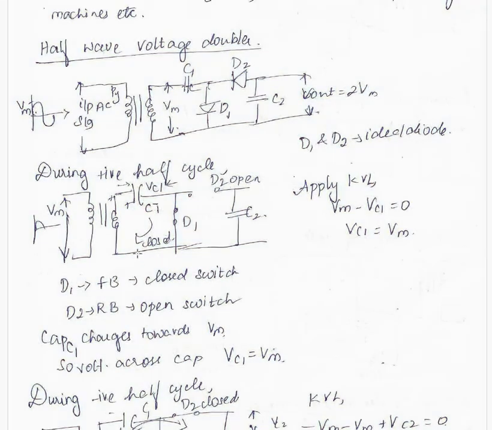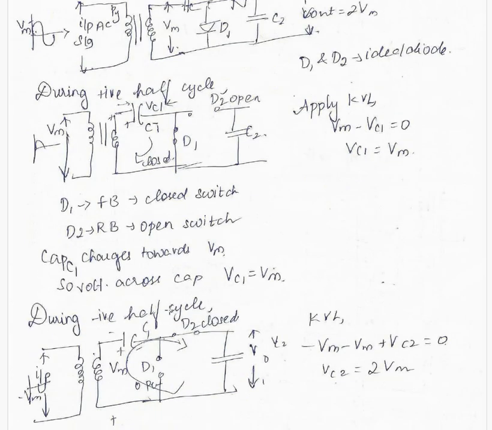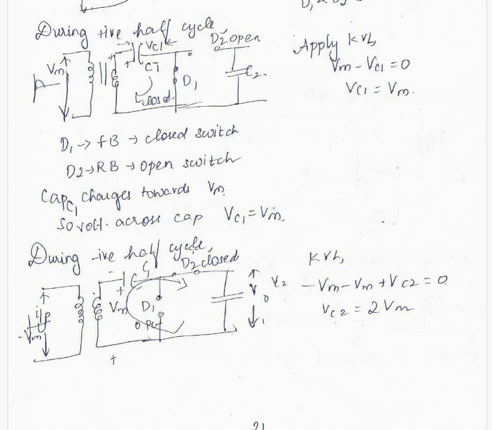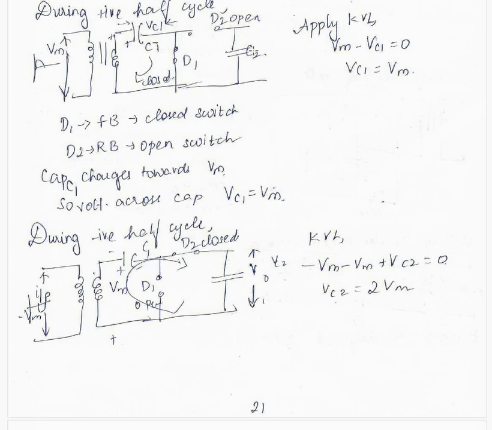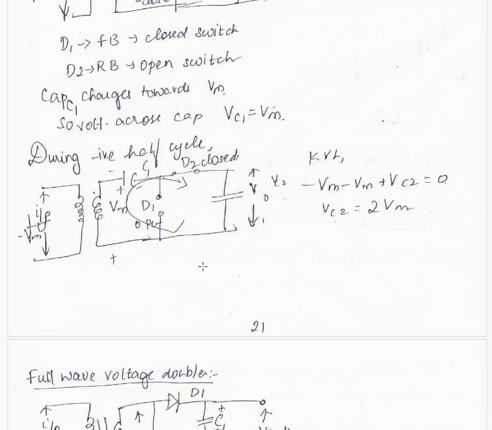So in this loop, when we apply KVL, it becomes Vm minus Vc1 equal to 0. So Vc1 is Vm. So the capacitor charges to Vm. And then for the negative half signal, this diode comes to forward bias. D1 is in reverse bias. This already is Vm. And so the KVL now becomes minus Vm plus Vc2 equal to 0. So Vc2, the output across the final capacitor C2, is 2 Vm.